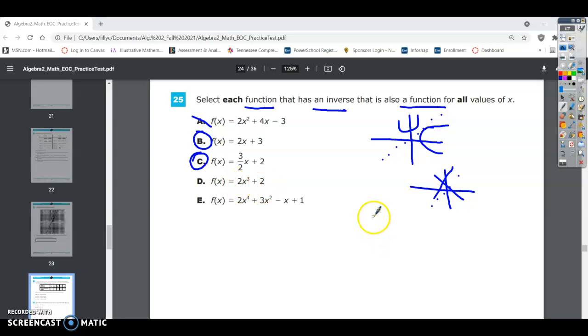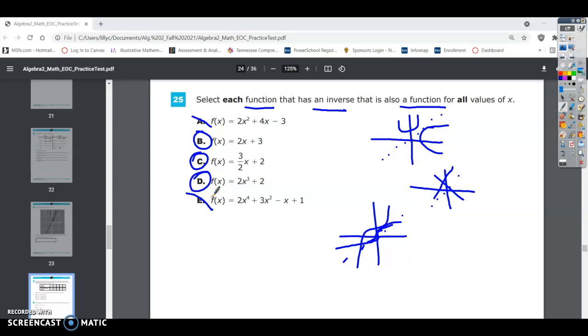A cubic function. Remember, a cubic function looks something like this. If you reflect it, it's going to look something like this. Even though it's squiggly, that's not going to be straight up and down. So it's going to be a function as well. So that one will also pass. And then this one's going to have a flatter U shape, but it's going to be similar to the quadratic. So that one will not work.